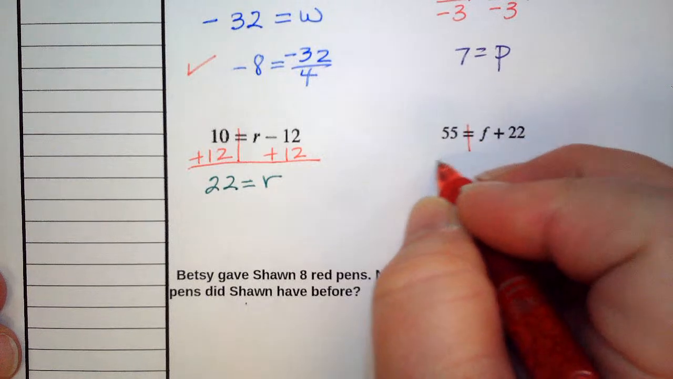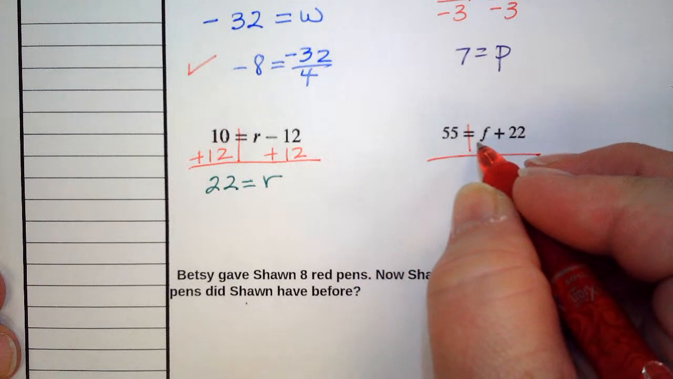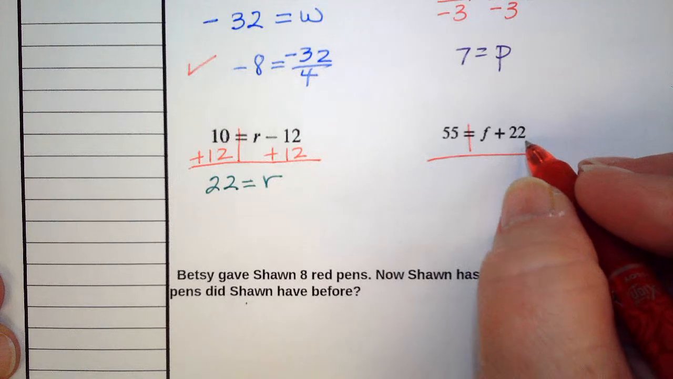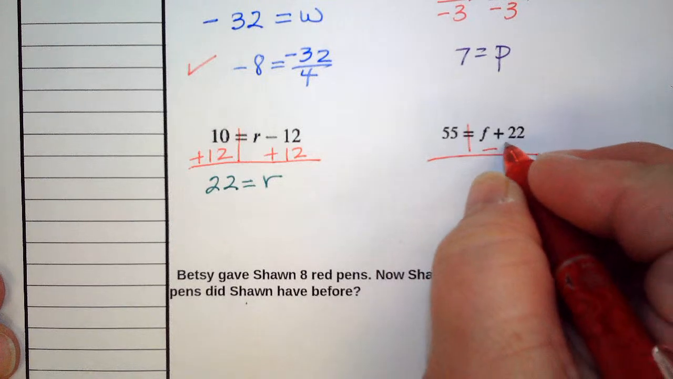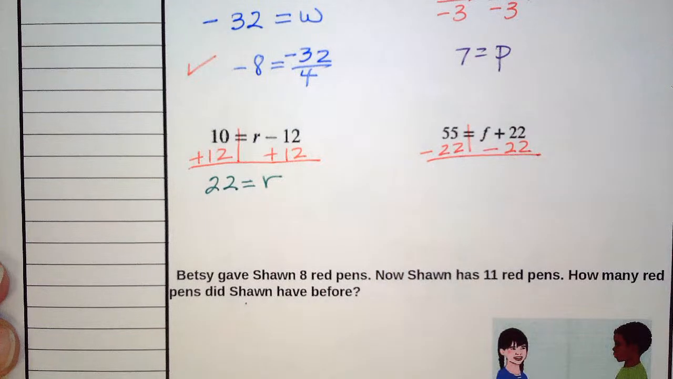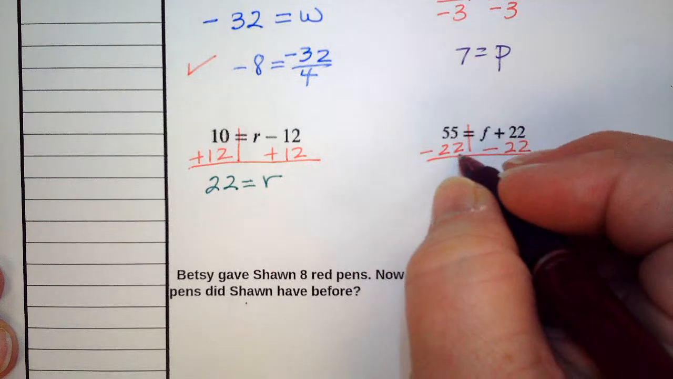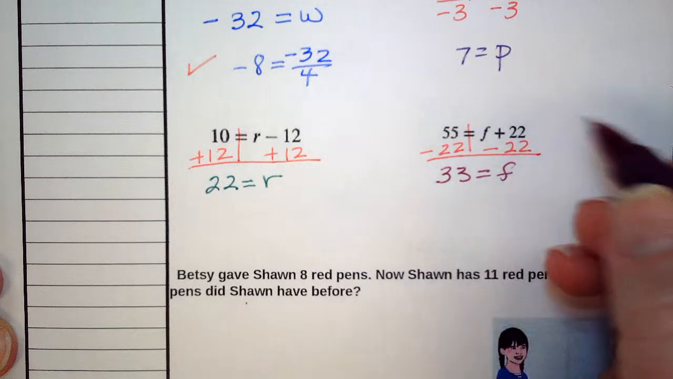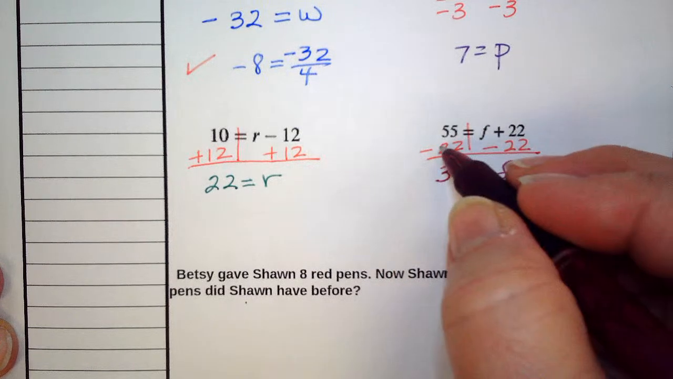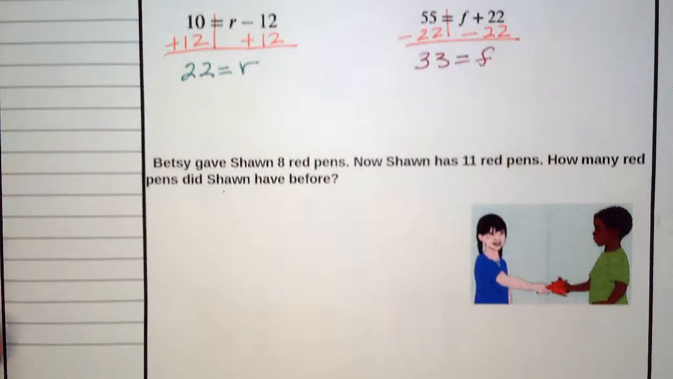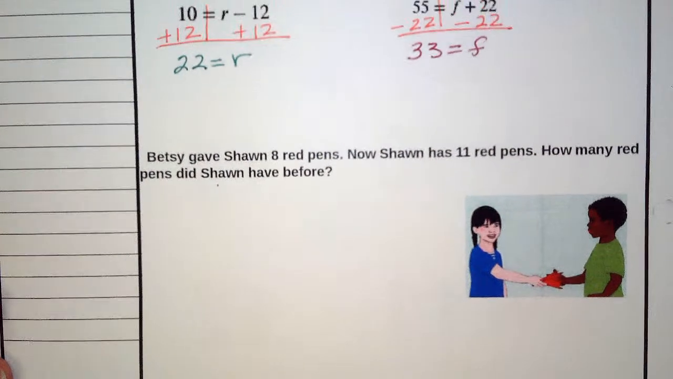Draw your line, keep all those columns straight. I've taken a number, I've added 22. The opposite of adding 22 is subtracting 22. 55 minus 22 is 33, and that is equal to F. 33 plus 22 is 55. Now we always have to add in a few of those word problems.